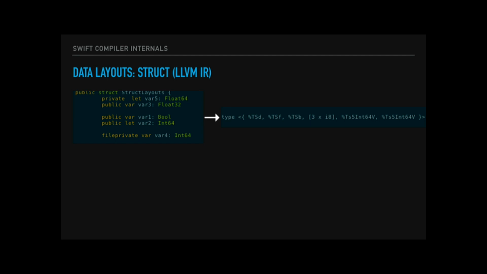But float 64, that's a double, float 32, that's a float, Boolean, that's a Boolean. Okay, some padding in there. Before we get to the Int64, it looks like Swift isn't making any API guarantees. It looks like it's just packing data however it wants.